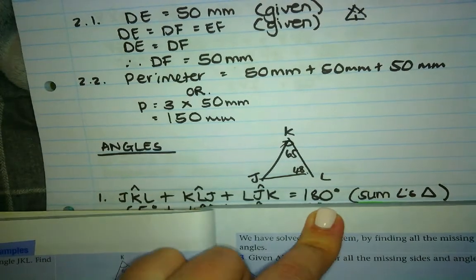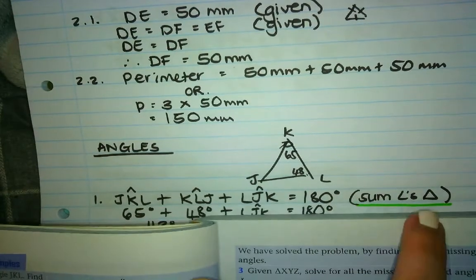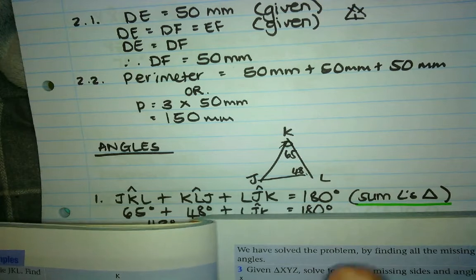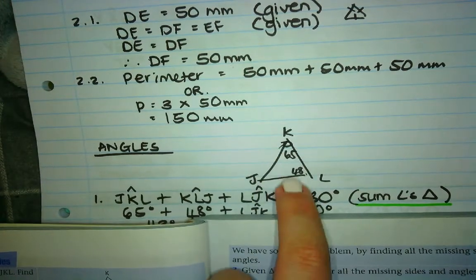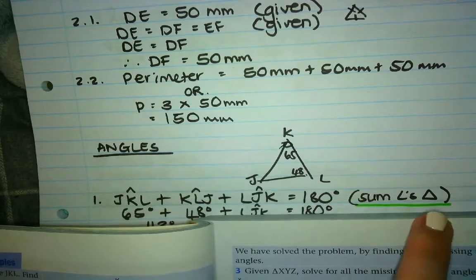Why do they equal 180? Because of the property of sum of angles in a triangle. So sum, remember, means adding, because if you add all the angles in the triangle, they have to give you 180 degrees, and that's only in a triangle, so that's why we add all the angles in a triangle.